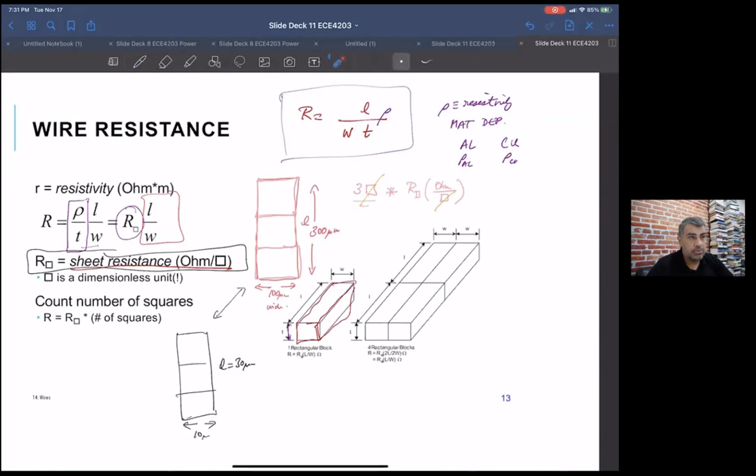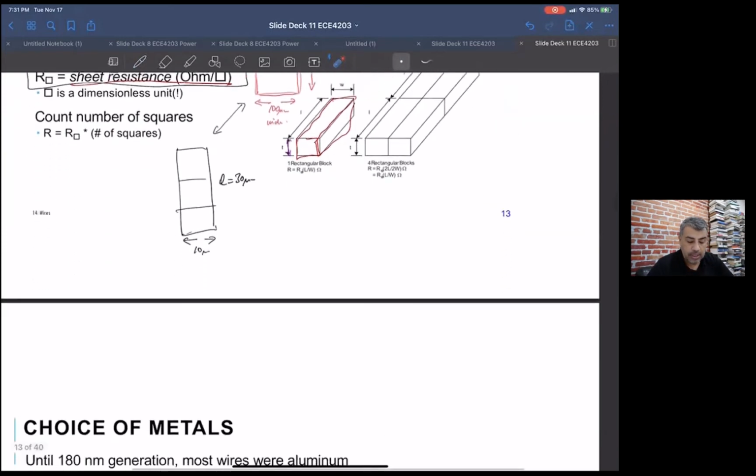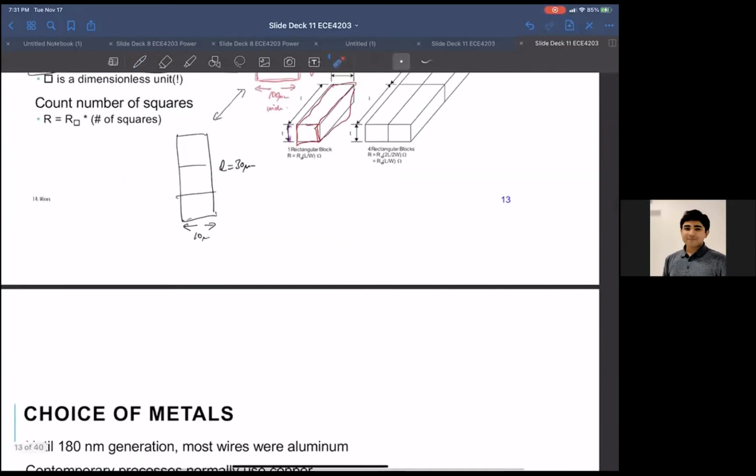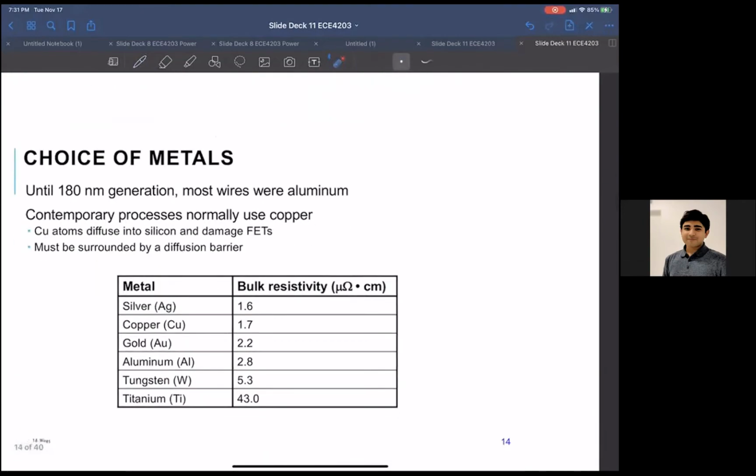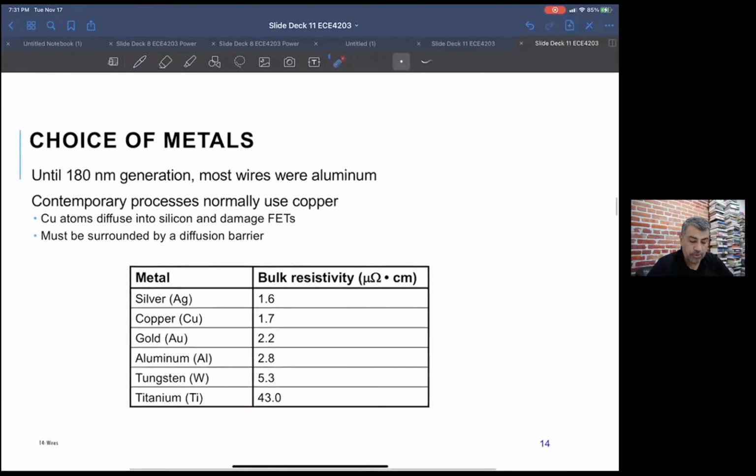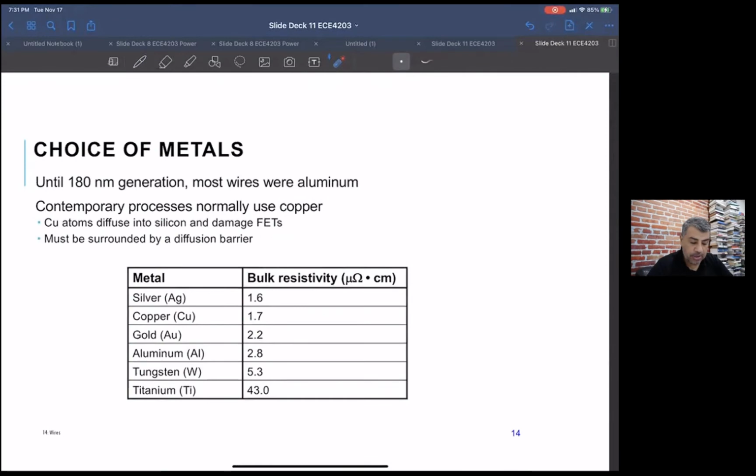We'll do a quick example a little bit down the line here, but that always would help. Okay, so before we get into the example, I've got a couple other things to say about the materials that are used for these interconnections. And aluminum used to be the most popular.